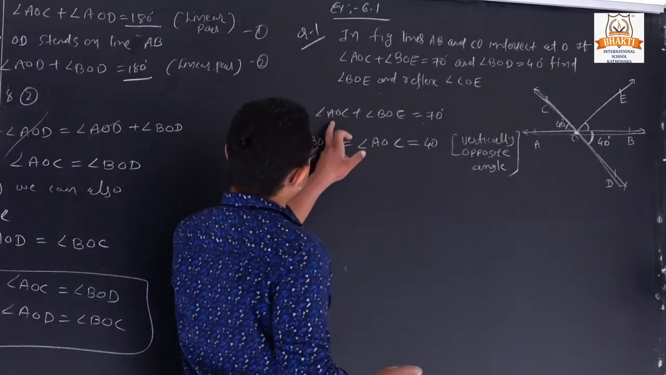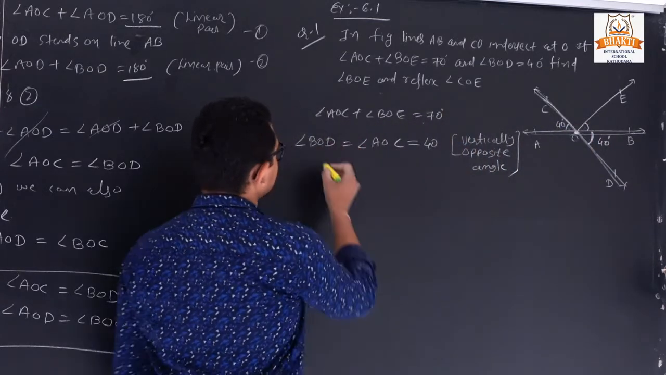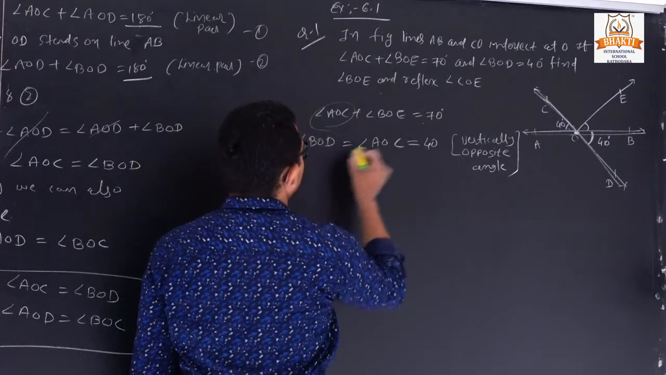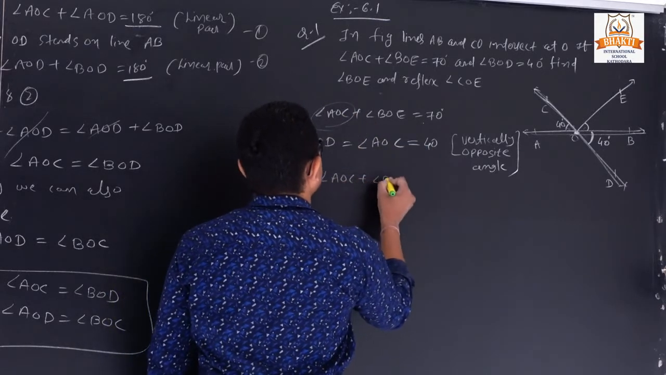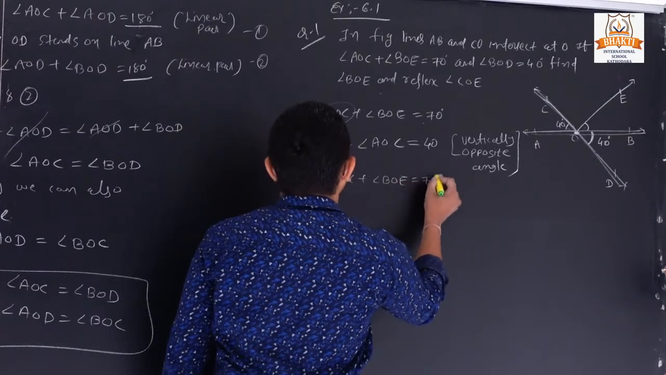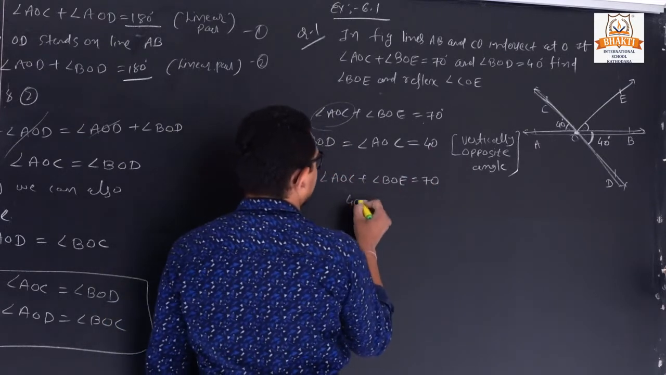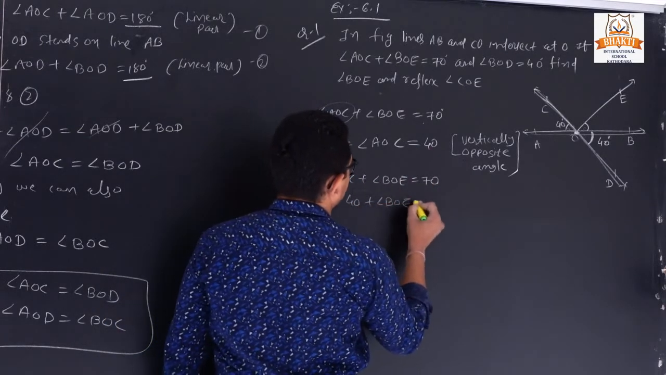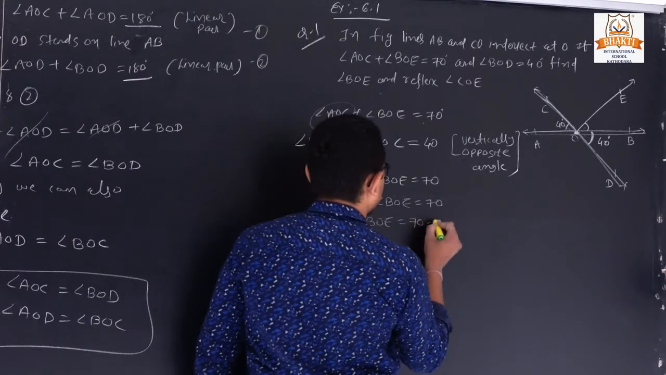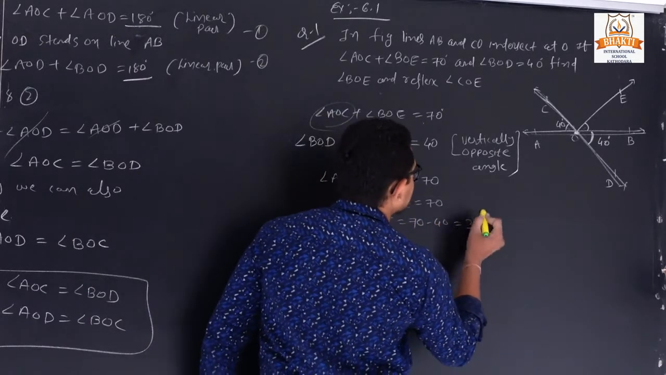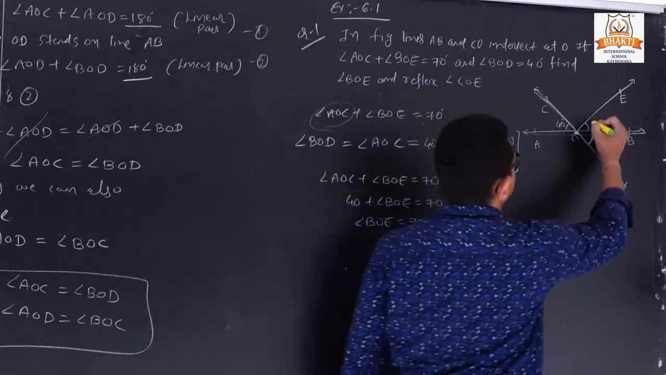Now out of these two, AOC is given as 40. We can also find the other. So put this in: AOC plus BOE is equal to 70. AOC is equal to 40, so BOE is equal to 70 minus 40. So it will be 30 degrees. So this angle is 30 degrees.